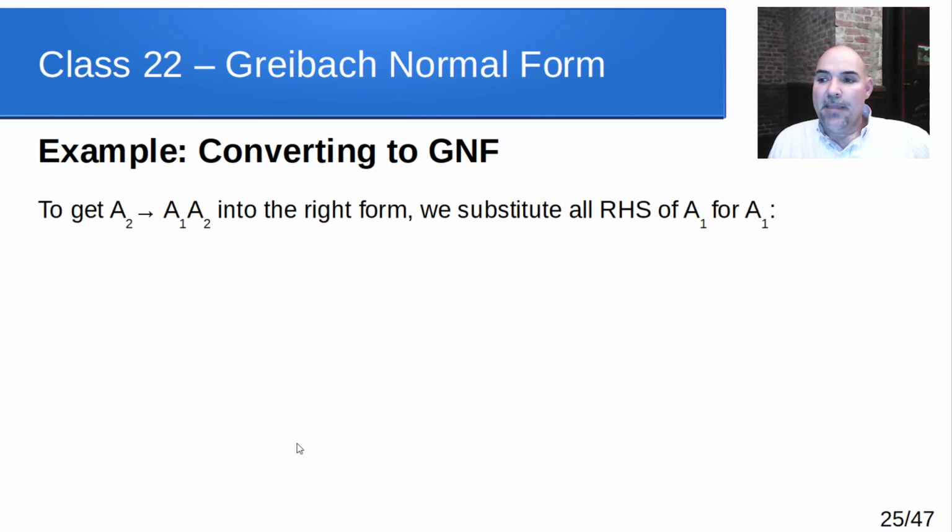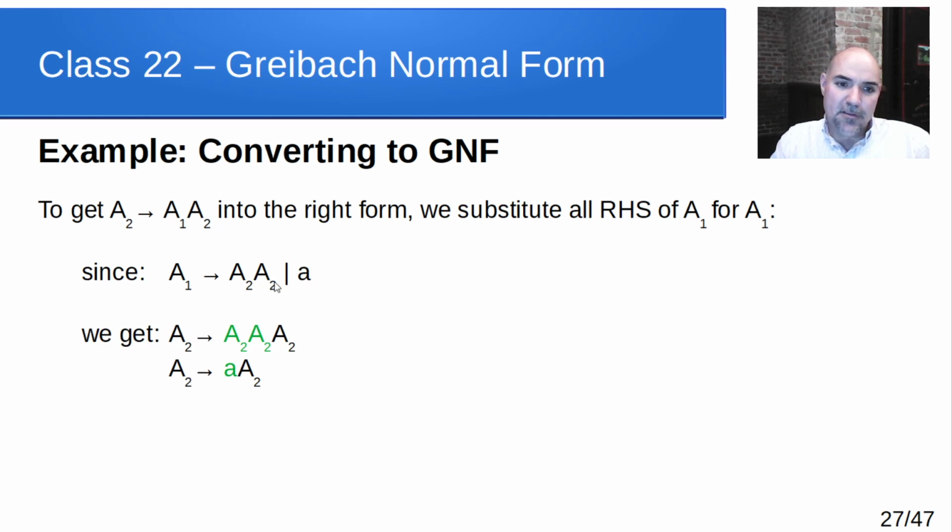To get that into the right form, we're going to substitute the right-hand side of A1 in for A1 at the beginning of this. So this A1 is going to get substituted for all of the right-hand sides of A1. The production for A1 looked like this: A1 produces A2, or a. So here are the right-hand sides. There are 2 of those, so we need to substitute both of those possibilities in. For the first one, we substitute in the A2 for the first A1, so now we get A2. And then the second one is substituting the a in for A1, and there's the second one down here.